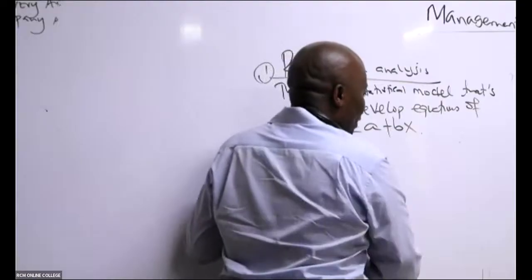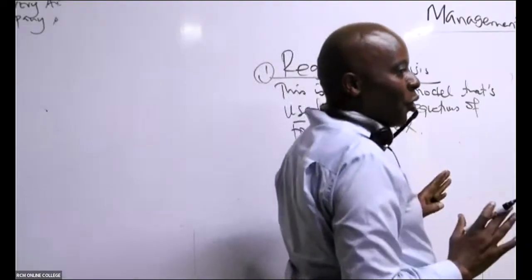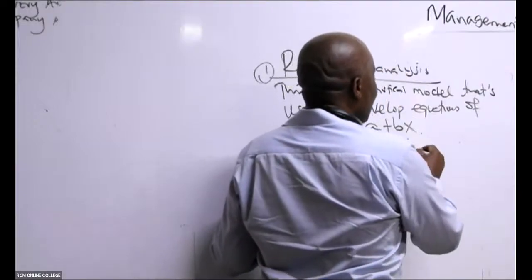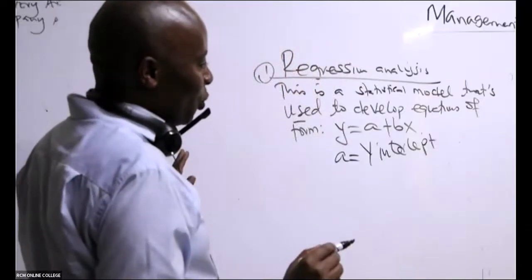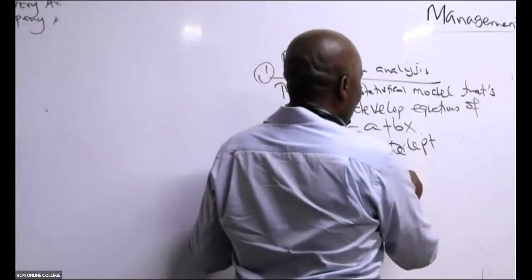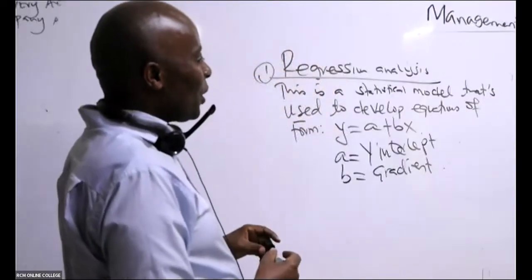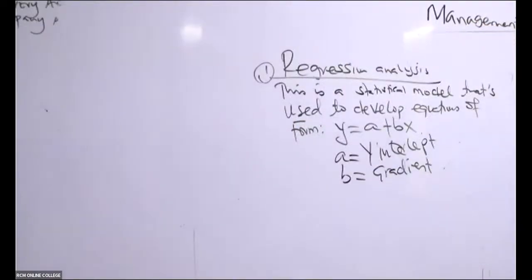Y equals a plus bx. What does a stand for? In terms of cost, it will be fixed cost. But in a general straight line, a stands for the y intercept. That's a normal straight line. And b stands for the gradient. Have you written like that? Y equals a plus bx, where a equals the y intercept and b equals the gradient.